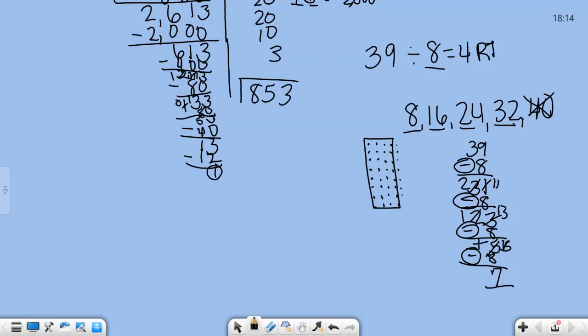Of course, they can always use multiplication. That's a great strategy, like 8 times something equals 39 or close to it. Well, then they would say, I know 8 times 4 is 32. 32 plus 7 equals 39. So then they would know this is their remainder, and that's their answer.